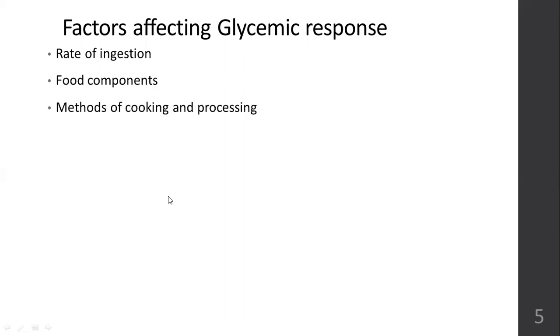The methods of cooking and processing: highly processed food, high glycemic index. Low processed food, low glycemic index. Any food that is steamed or boiled naturally will have low glycemic index as compared to any food that is highly processed, like baked items, pastries, cakes. A high level of processing is used here.